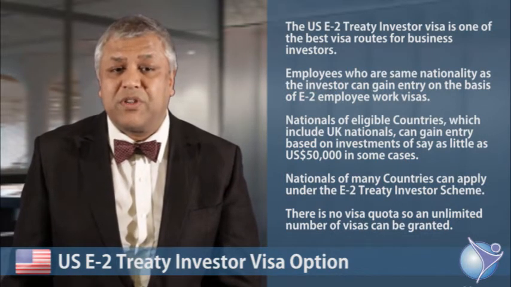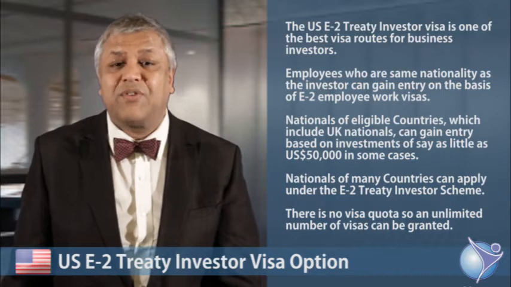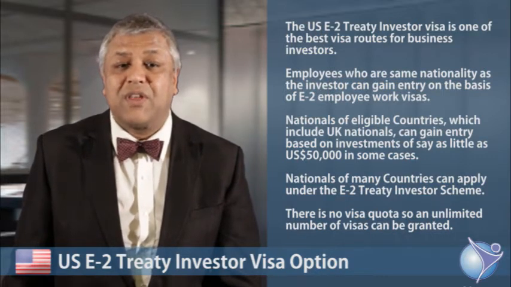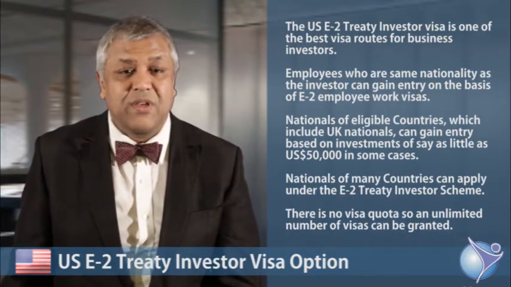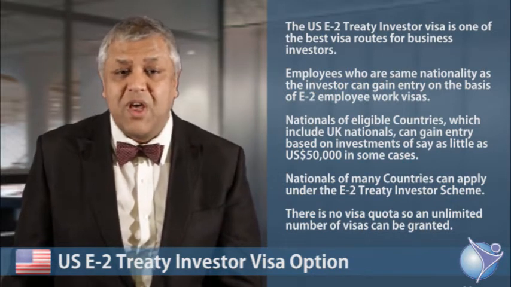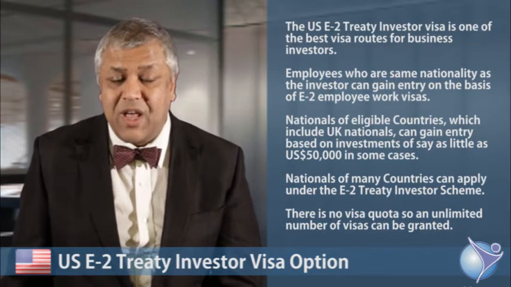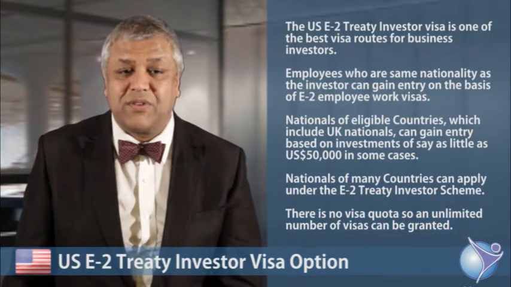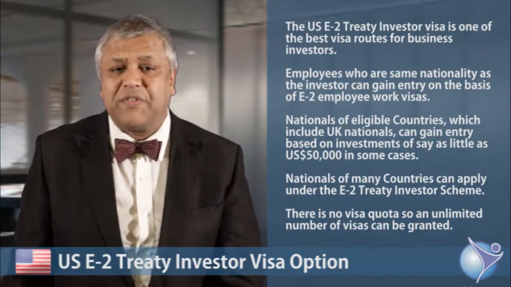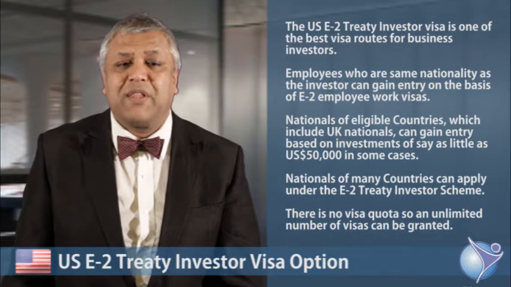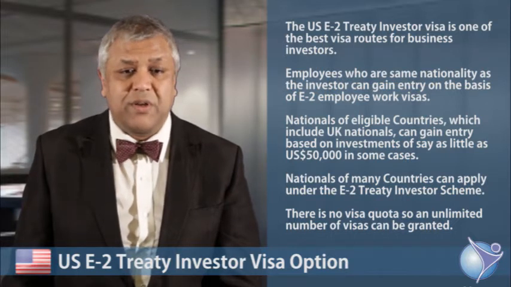Nationals of eligible countries, which include UK nationals, can gain entry based on investments of say as little as US dollars 50,000 in some cases. Compared to the average London house price of about £500,000, about US dollars 750,000, this is not really that much. At least 50% of the business must be owned by nationals of the same treaty country.